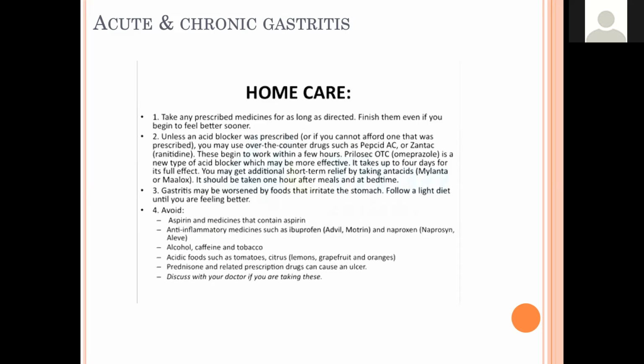Prilosec over-the-counter is a new type of acid blocker which may be more effective. It takes up to 4 days to take its full effect. You may get additional short-term relief by taking antacids like Mylanta or Maalox. It should be taken 1 hour after meals and at bedtime.